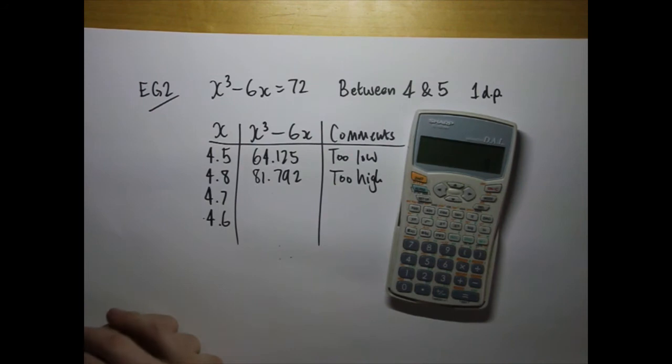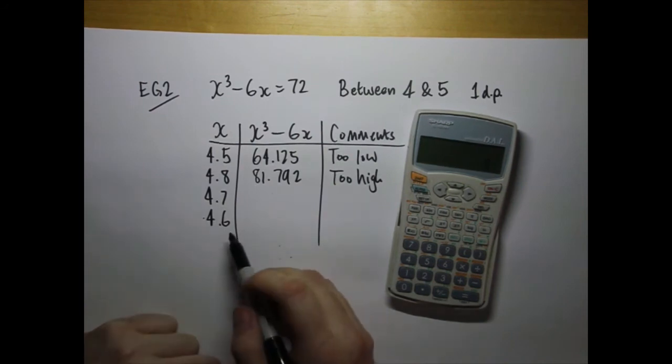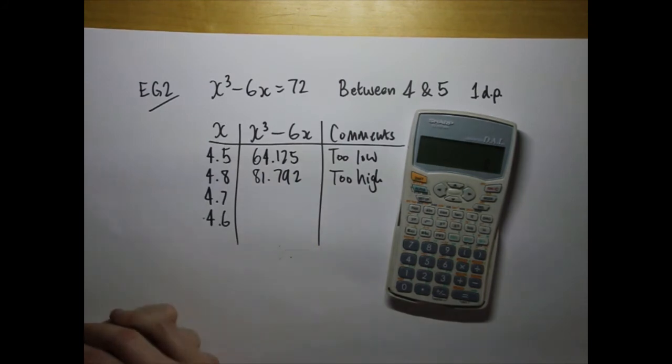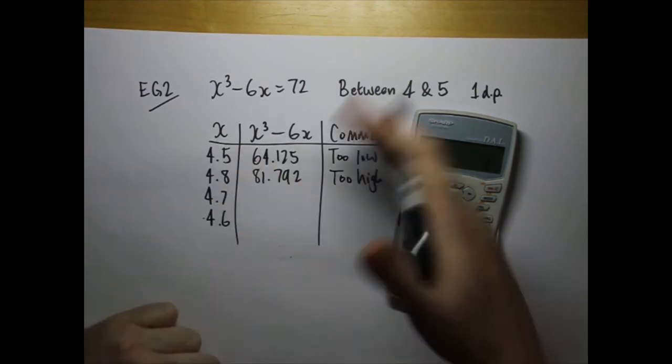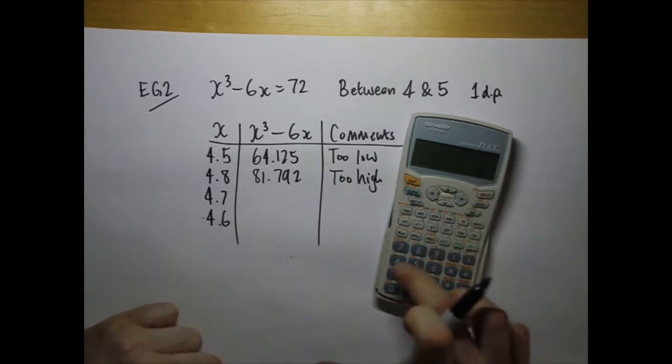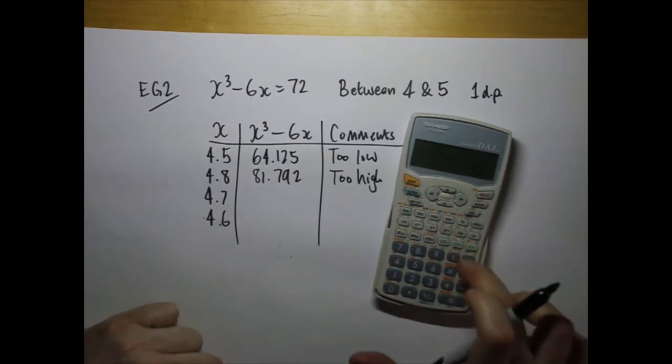Actually, I should encourage you to just pick another number first. I wouldn't normally write another figure there. It's just that I can see ahead how this is going to turn out. But we'll try 4.7 first.